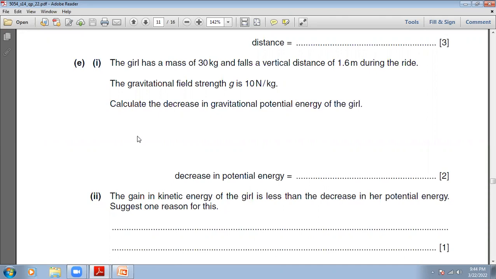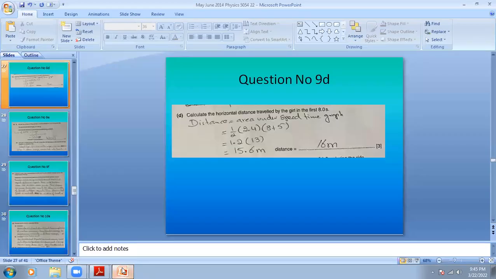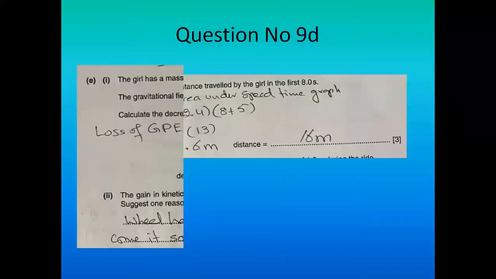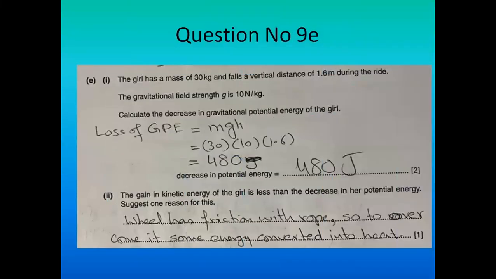So we can find out the drop in the gravitational potential energy. The formula is mgh. Simple formula. You just apply the formula and you will be able to find the drop in the gravitational potential energy. So the loss of the gravitational potential energy is equal to mgh. So it will be 30 kg multiplied by 10 Newton per kg multiplied by 1.6 meters. So it will be 480 joules. 480 joules is the answer.